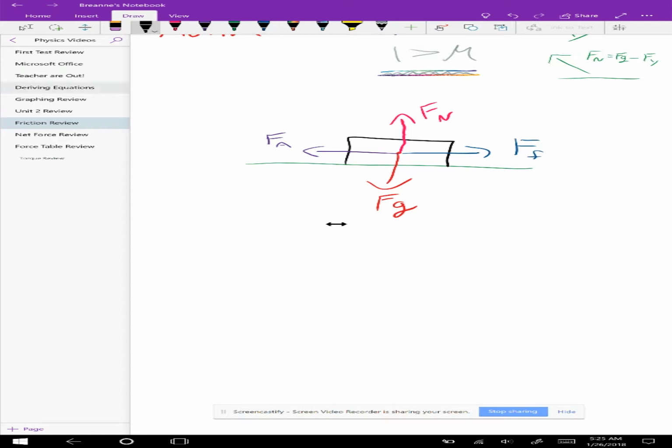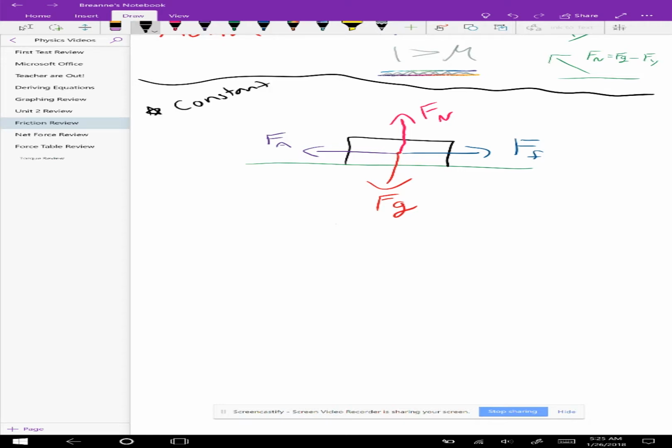Now, in this practice problem, there are a couple of key things. It's moving at constant speed. Hopefully you watched the net force review before this one, but if you remember, constant speed means that your net force is 0. And when your net force is 0, that means your forces have to be balanced.